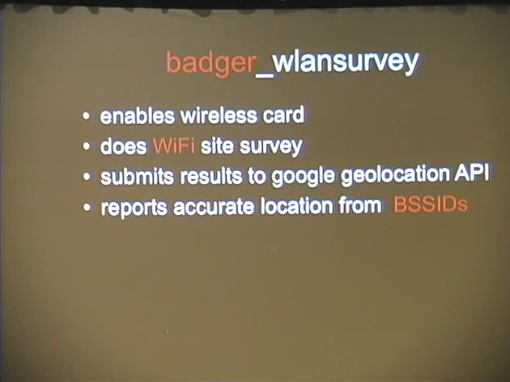It goes ahead and it does the WLAN survey. It enables the wireless card on Mac OS, Linux, or Windows, and does a wireless site survey, and then submits those results of that Wi-Fi site survey using the SSID, the BSSID, and the signal strength to Google to go ahead and get a specific location, and then it reports accuracy.